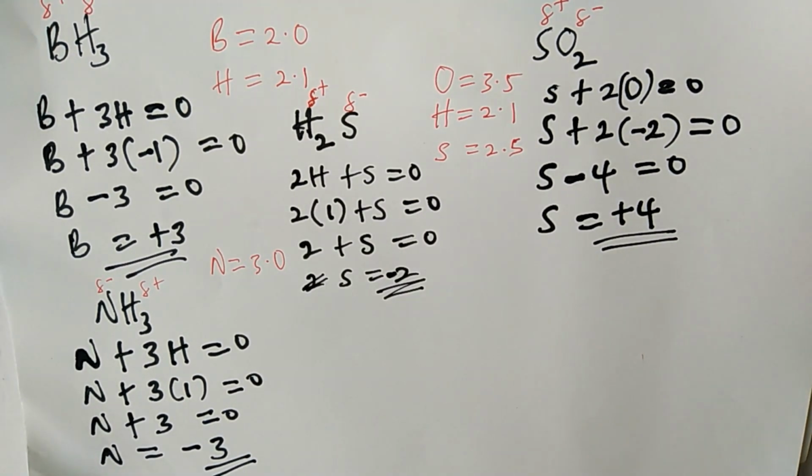Usually, when nitrogen, phosphorus, and sulfur carry elements that are more electronegative than them, those elements are the ones you are going to solve for. But you see, in this case, nitrogen is more electronegative than hydrogen. So let's take another example.